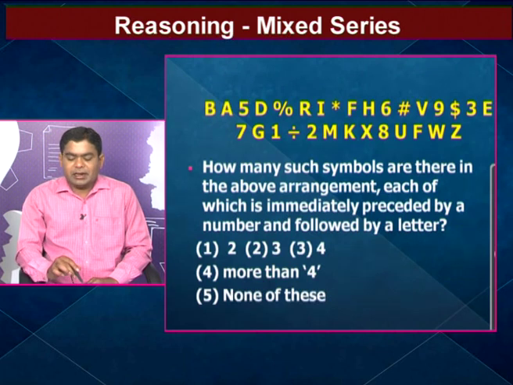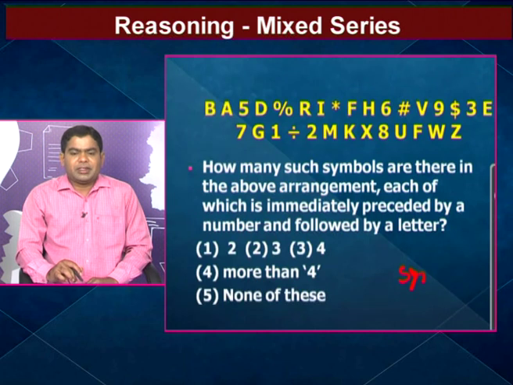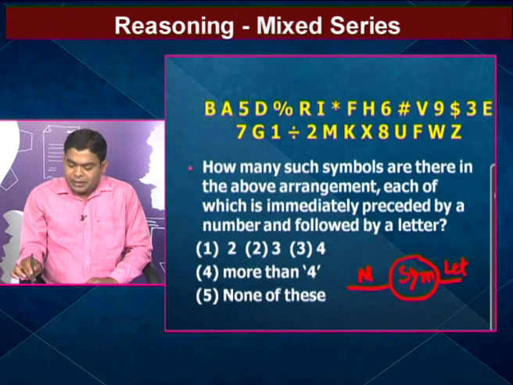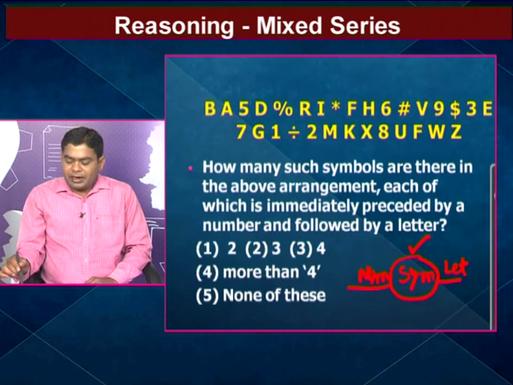We go to the next question. How many such symbols are there in the above arrangement, each of which is immediately preceded by a number and followed by a letter? That means the question is asking for a symbol. So first of all we take the symbol, this is the condition. The symbol must be preceded, means left side, by a number, followed by a letter, means either consonant or vowel. So we go to the symbol and verify the left side and right side.